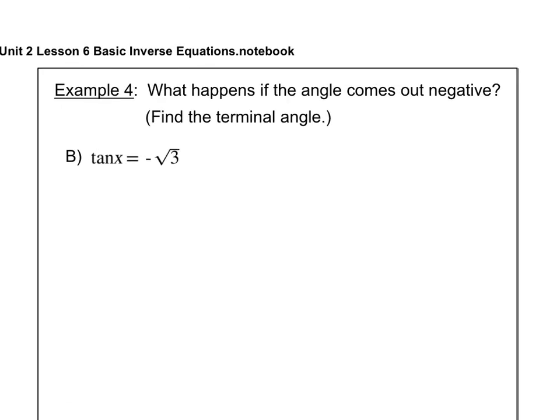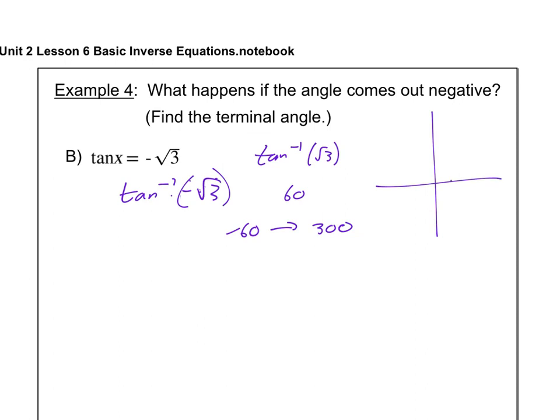Okay, what happens if the angle comes out negative? So think back to where we were looking at. Tangent inverse is negative square root of 3. Not written like that. Negative square root of 3. So tangent inverse of just square root of 3 would just be 60. So that means our tangent's going to be negative 60. Our coterminal would be 300. Then realize for tangent, if I'm at 300 degrees, I need to go back 180 degrees to 120.